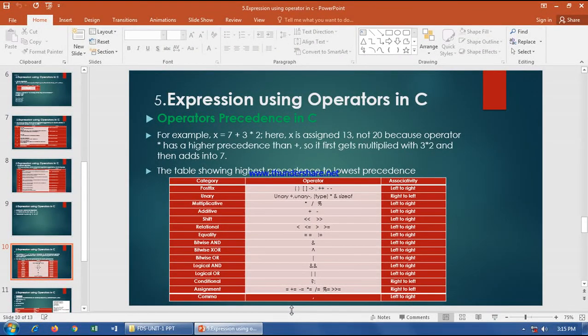The table shows the higher precedence or lower precedence of operators. Here, for postfix, the priority level includes open bracket and close bracket operators. When we use operators as associative, it is left to right. Then unary operator, multiplicative operator, additive operator, shift. These are the categories used in the precedence of operators in the C language, right?